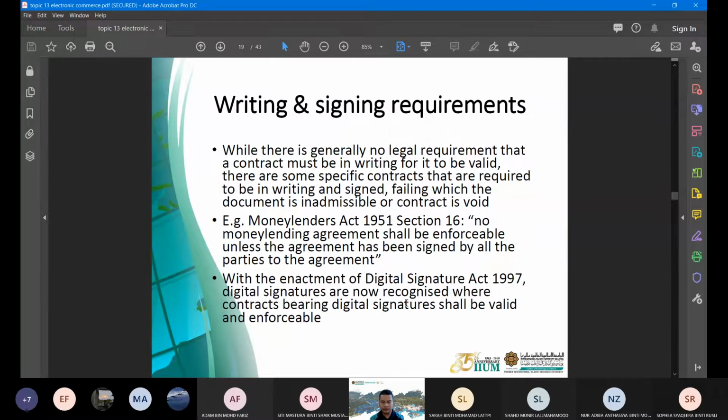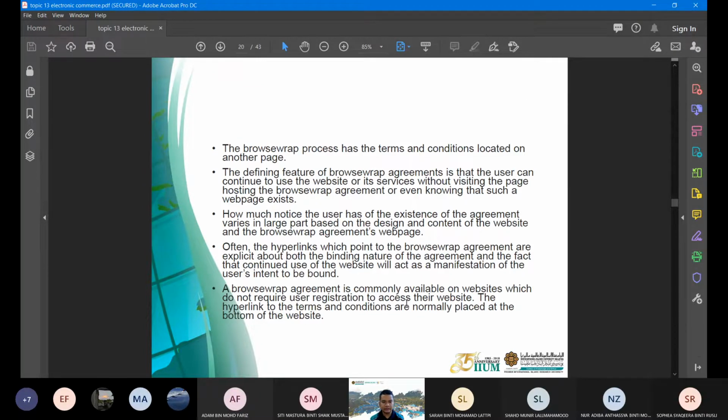On the writing and signing requirements for online contracts, while there is generally no legal requirement that a contract must be in writing for it to be valid, some contracts require it to be in writing and signed. If you don't sign, then the document is inadmissible or the contract might be void. So if your contract requires a written signature, then you must do it, it's a must have.